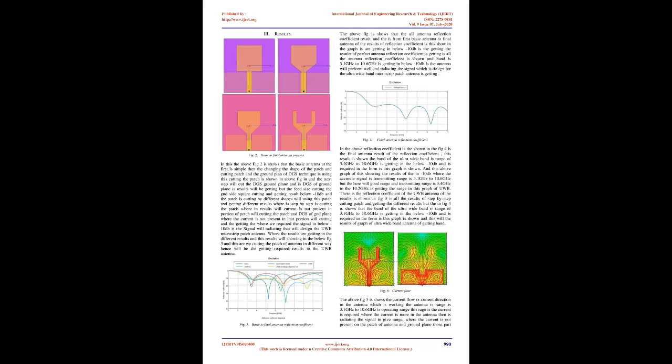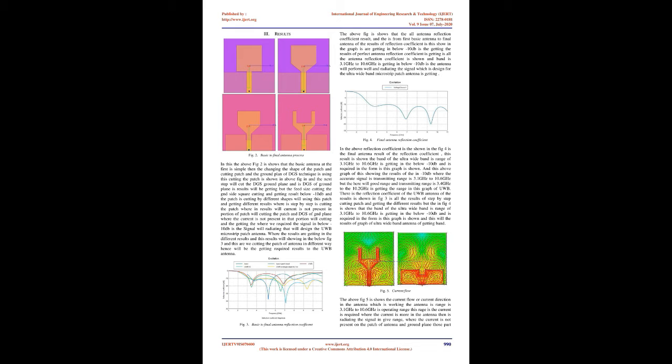Step by step, the patch is cut, and where current is not present in a portion of the patch, that portion is cut. Likewise for the DGS of the ground plane, where current is not present in that portion, it is cut, and we get the signal where we require it. Below -10 dB, the signal will radiate, and that will design the UWB microstrip patch antenna. The different results are shown in Fig 3 below. We cut the patch of the antenna in different ways, hence obtaining the required results for the UWB antenna.